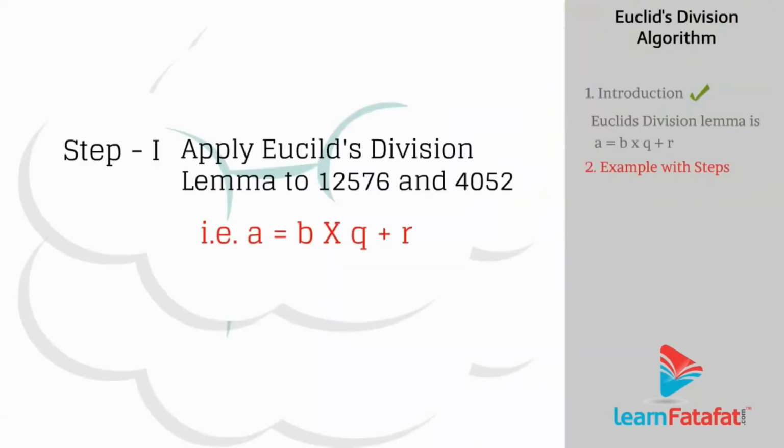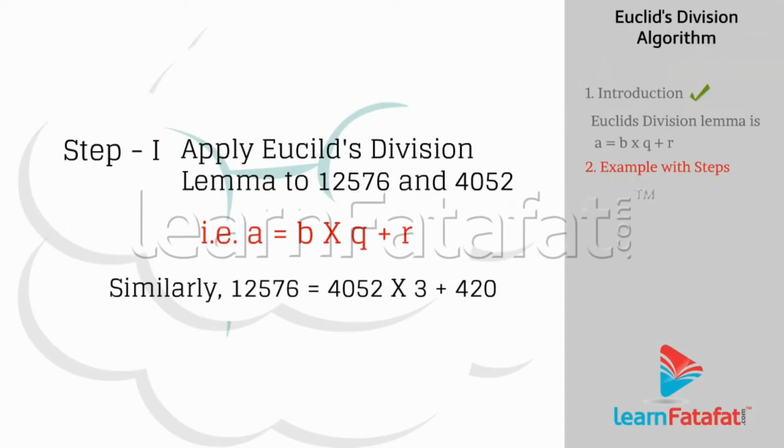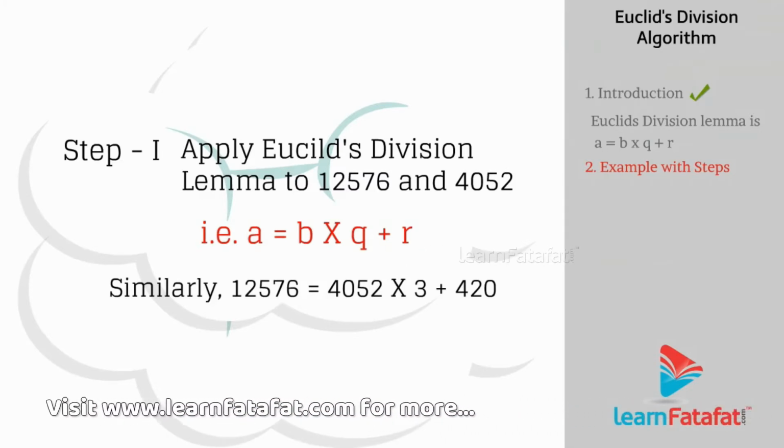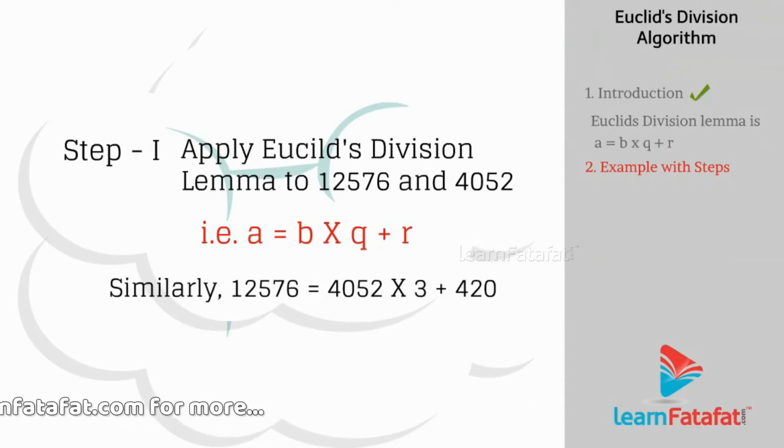Step 1 is to apply Euclid division lemma to 12,576 and 4,052. That is, 12,576 is equal to 4,052 multiplied by 3 plus 420, where 420 is the remainder of these two numbers.